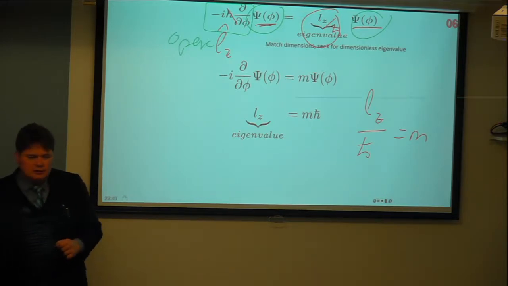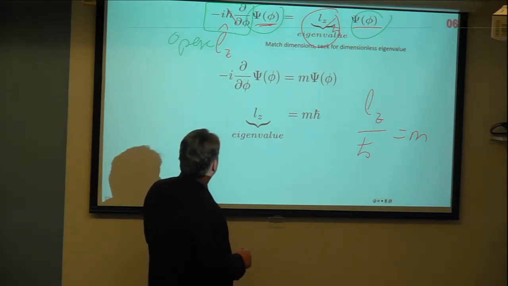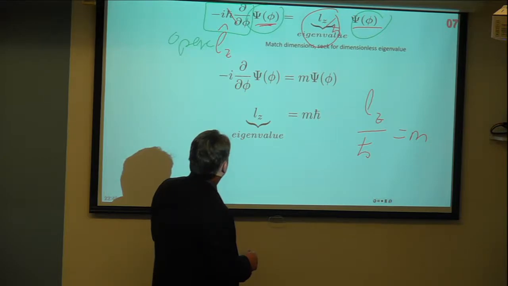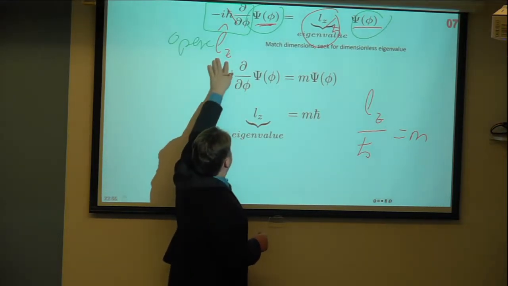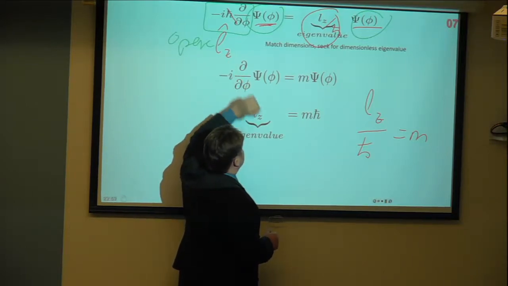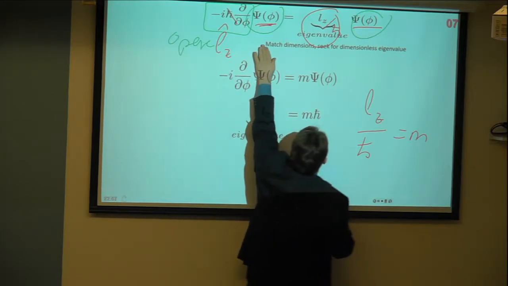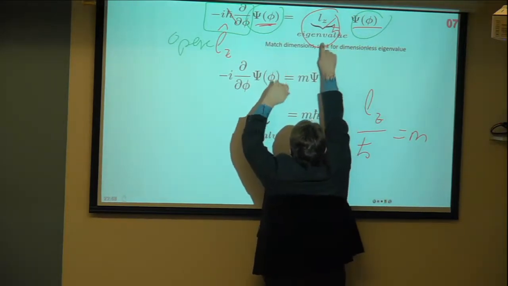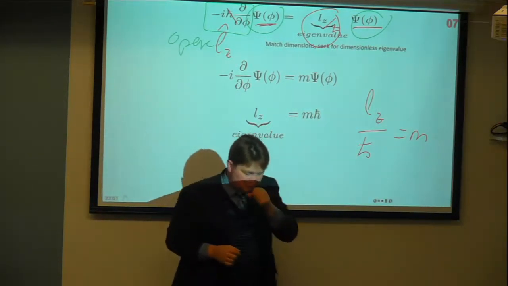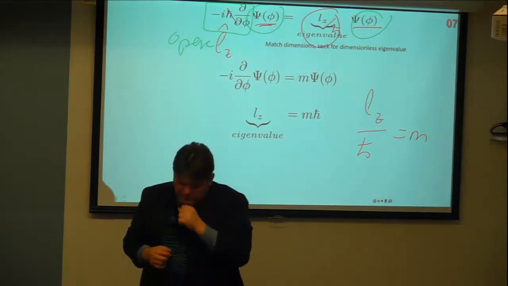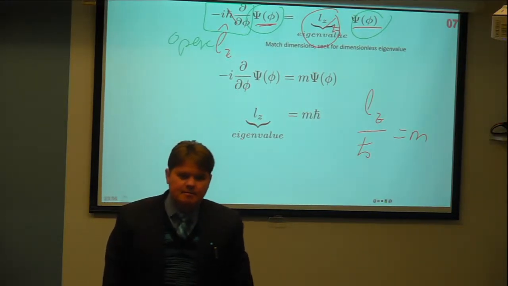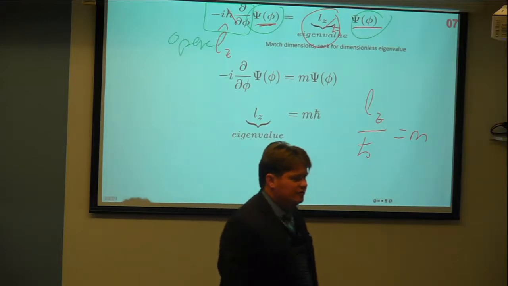So, two-dimensional rotation, eigenvectors of the z projection of angular momentum. So: operator, unknown wave function, eigenvalue. What are the units for angular momentum?